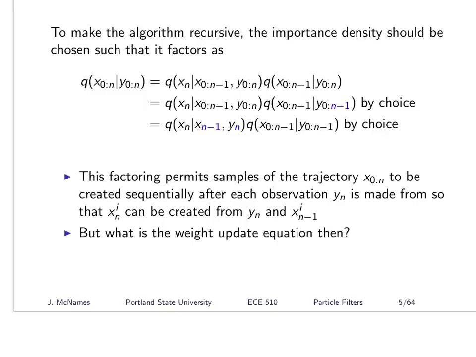The nice thing about this is that there was something important that happened here, and let me take a minute to explain what happened here. If we pick our importance density so that it's in this form, then what that means is when we're creating a trajectory, let's say we've created a trajectory all the way up to time n-1, and we want to advance it one more step. So we've created the state, and we've let it sort of wander around, and then we're like, okay, we want to take one more time step.